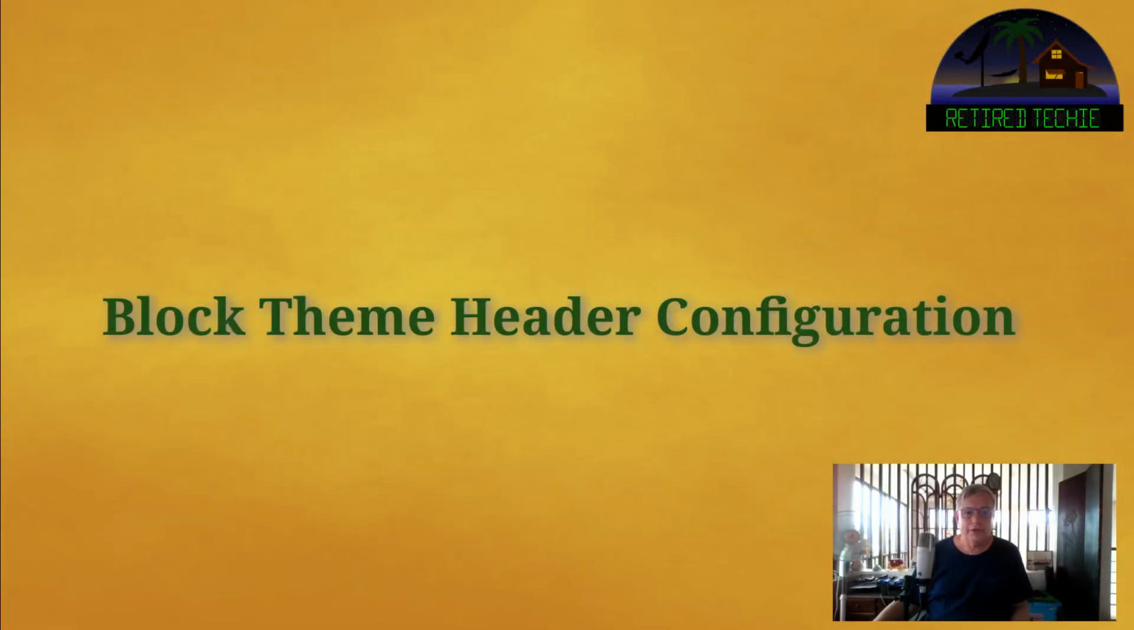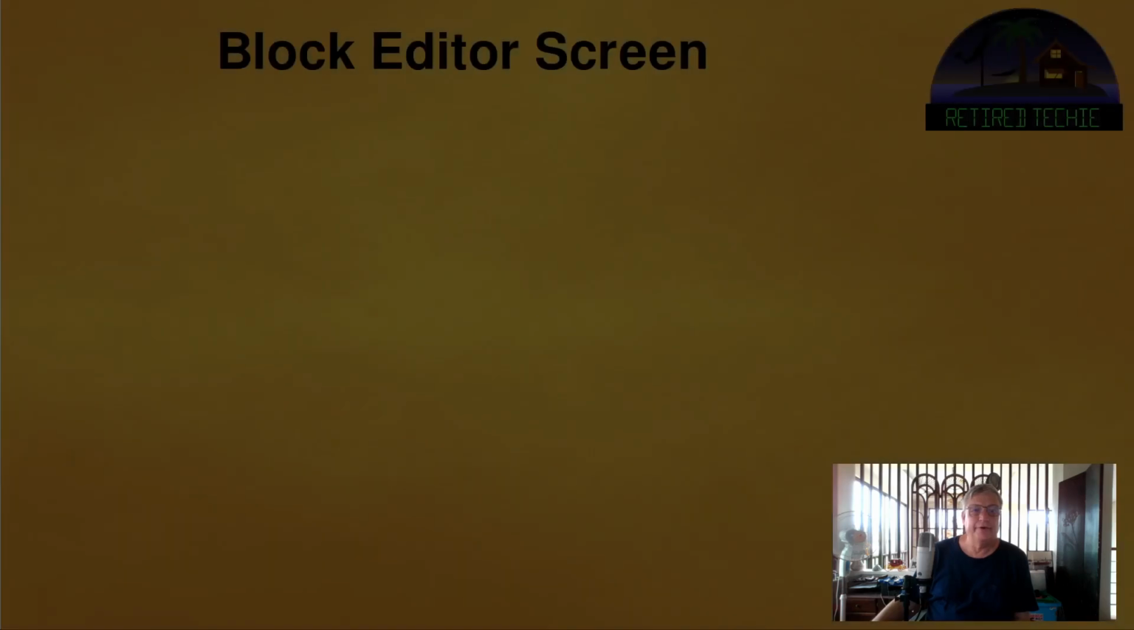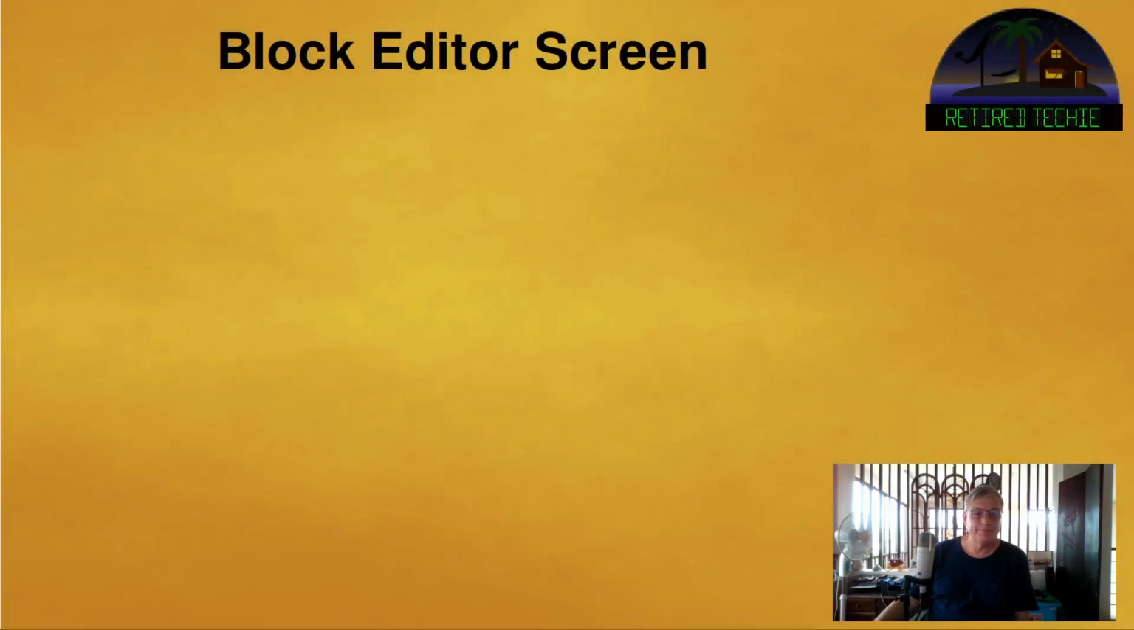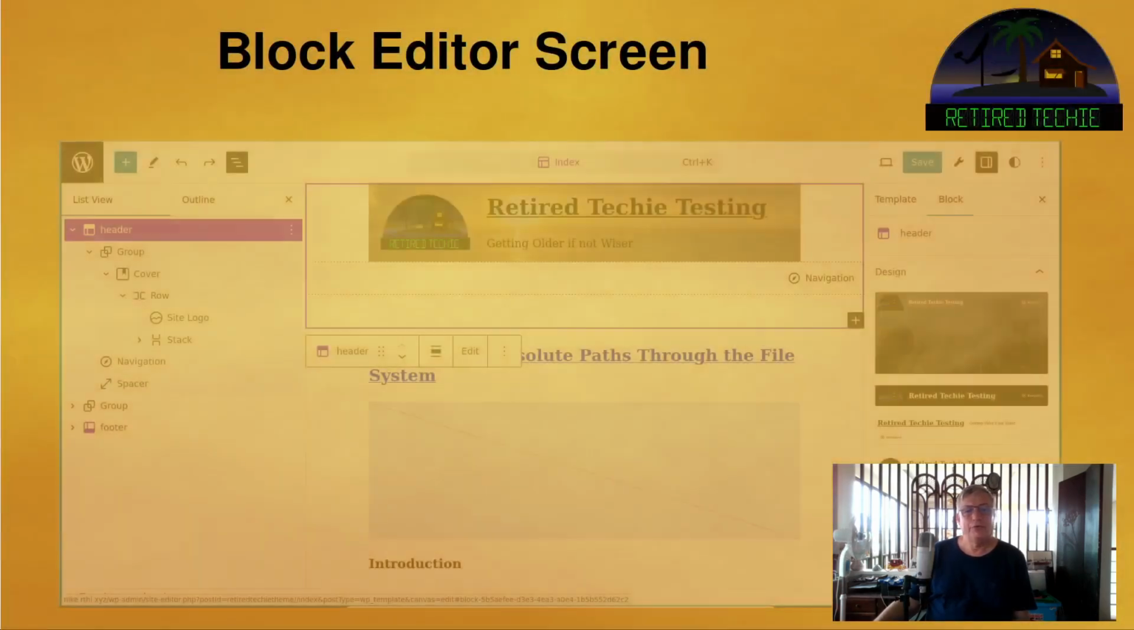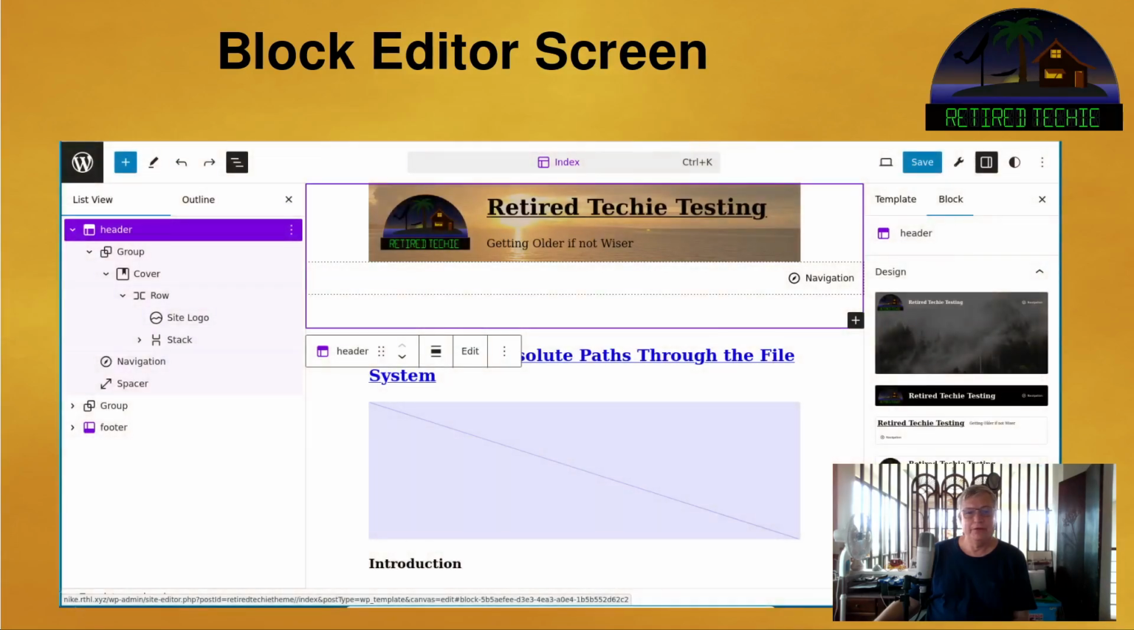All right, let's talk a little bit about what we did here. So this is our block editor or full screen editor. We've got two sidebars. On the right is a sidebar for whatever element is selected. And on the left is a list view. There's also an outline, which I haven't really used yet.